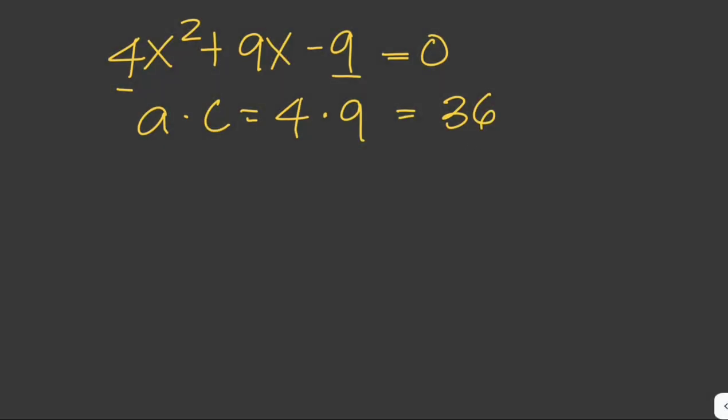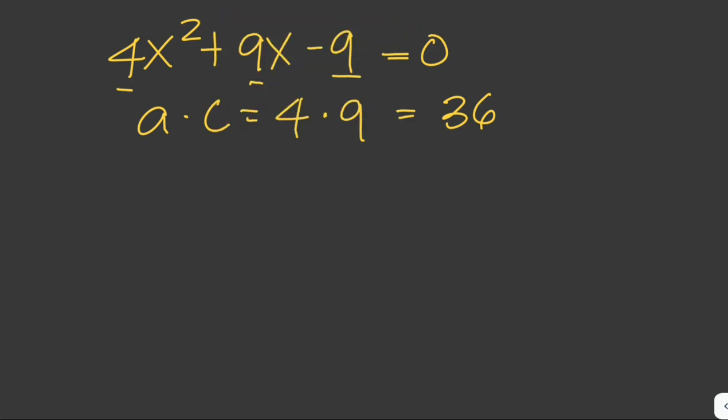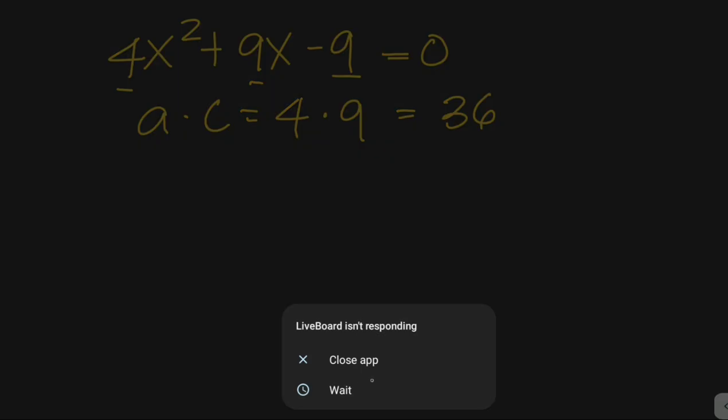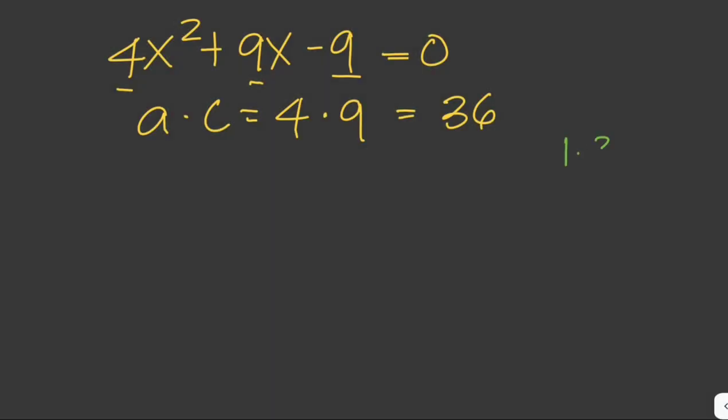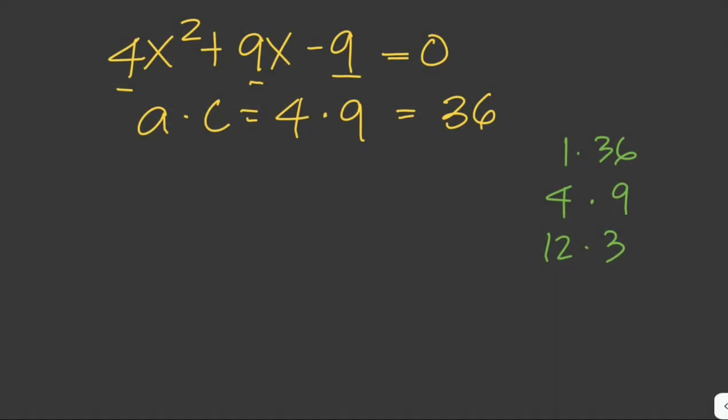Now we look for factors of 36 that when we add them up, would equal 9. So factors of 36 are 1 and 36, 4 times 9, 12 times 3. Okay, let's check when we add them. 36 plus 1 is not 9, 9 plus 4 is not 9, 12 plus 3 is not 9.